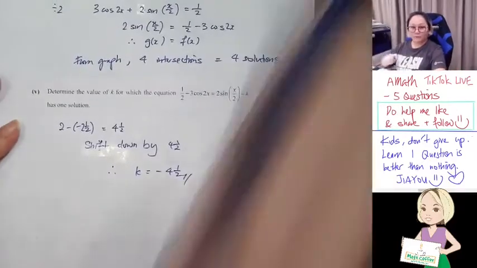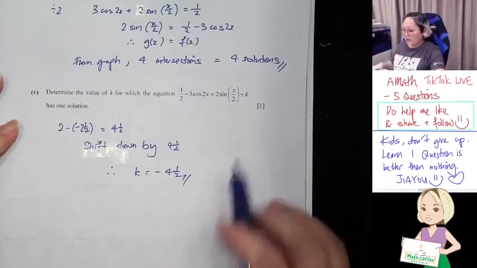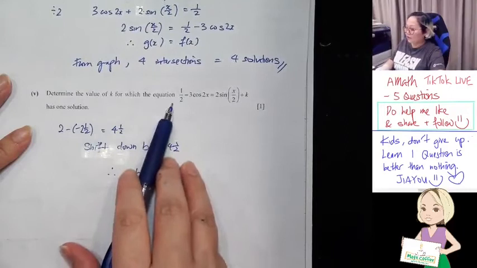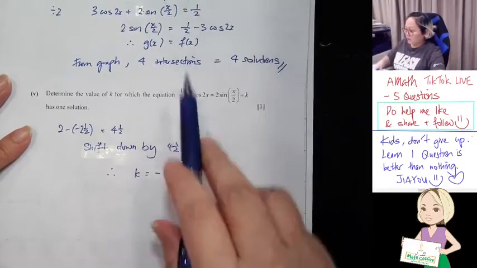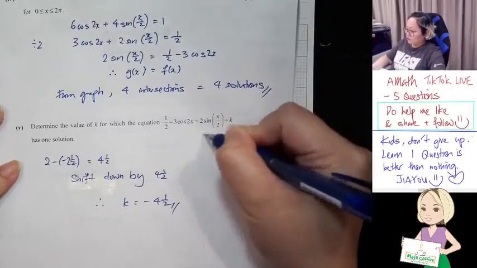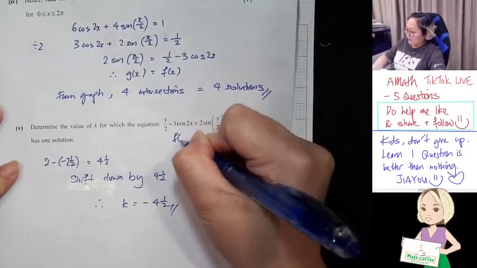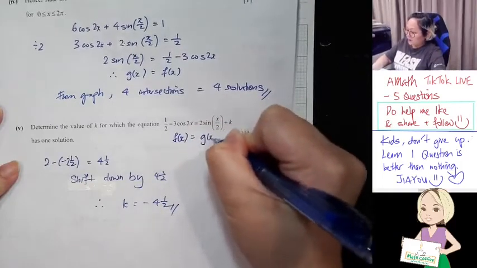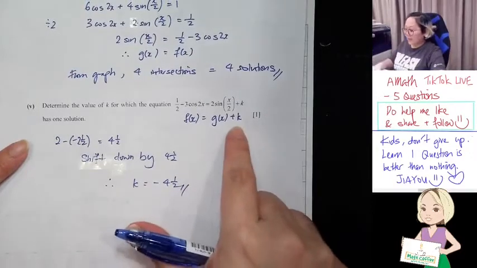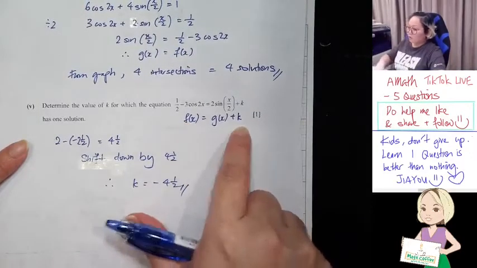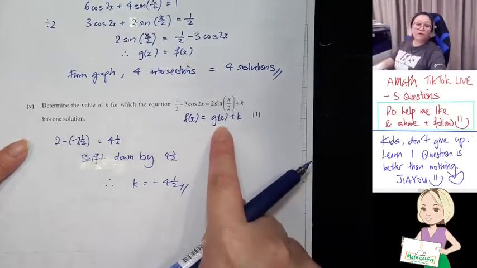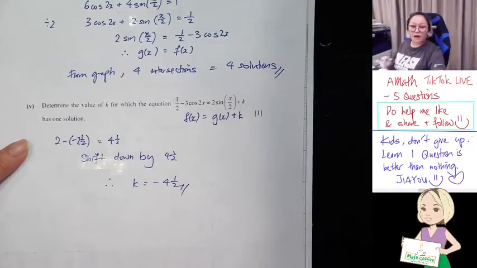Next. This one. Okay, although it's 1 mark, I can tell you many students don't know this question. They say determine the value of k for which the equation, you can see that this one is the fx, this one is the gx. So actually this one is fx equals to gx plus k. So they're asking you to find out what is the k, so that this equation you will only have one solution. So this tells you that you need to go and shift your sine graph in order to get one solution.